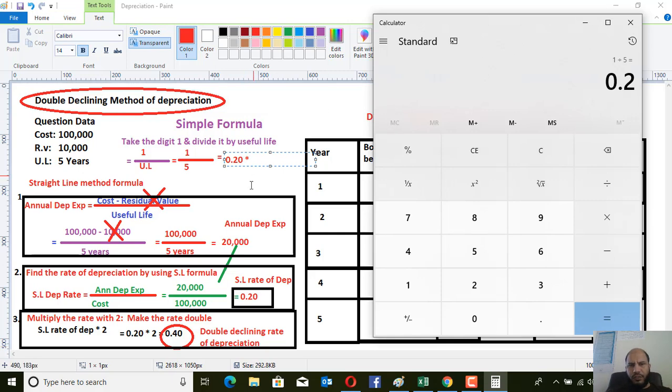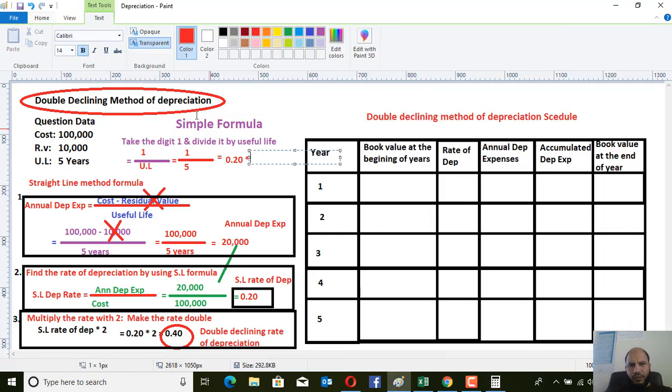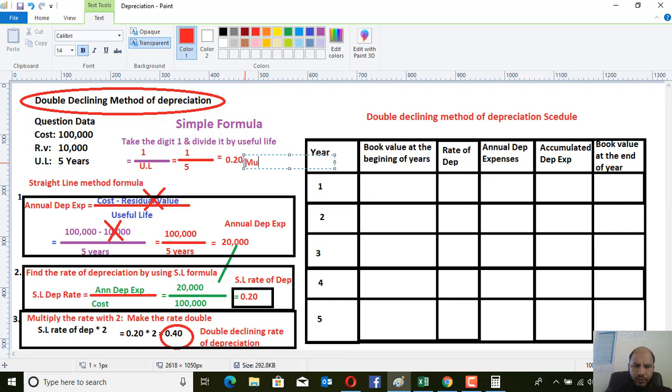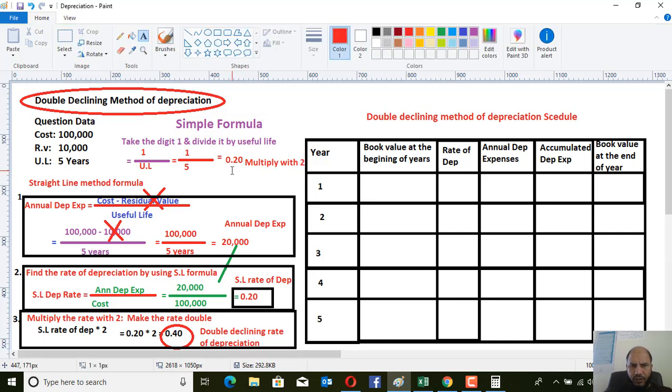So my point: now when you have found 0.2, what is your next step? Your next step is to multiply this with 2. Multiply with 2. So multiply this by 2, do this over here.